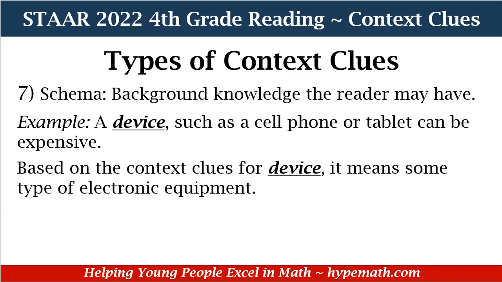Okay. Lastly, we have schema. This is background information the reader may have. For our sample sentence: a device such as a cell phone or tablet can be expensive. Now, you may not know what device means, but you're familiar with a cell phone and also a tablet. Well, those are types of electronic equipment, right? So device could be a type of electronic equipment. And those are our types of context clues.